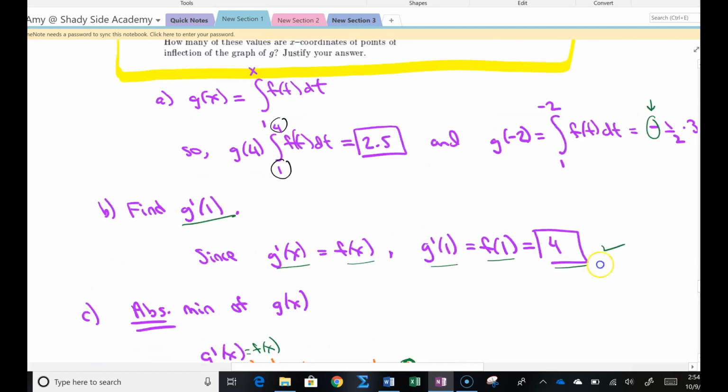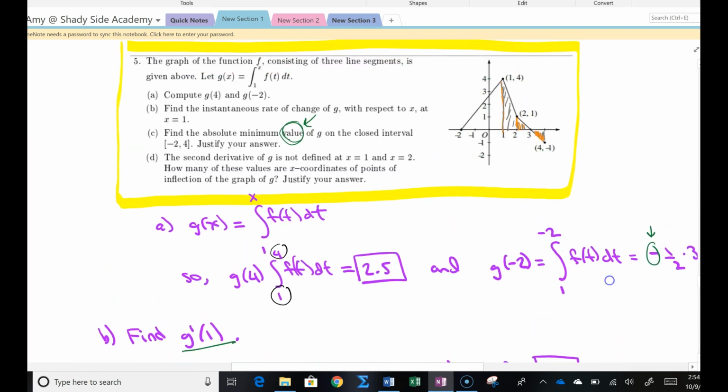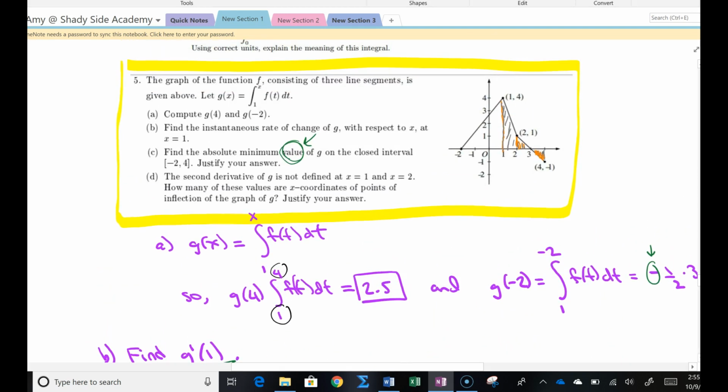Okay. Part D was asking for, it says this, the second derivative of g is not defined at x equals 1 and x equals 2, and that is true because g prime, which equals f, means g double prime equals f prime. So g double prime is f prime. This is the graph of f here. f prime has a corner point at x equals 1 and a corner point at 2. So it makes sense then that f prime wouldn't exist at 1 and 2. So g double prime wouldn't exist at 1 and 2.